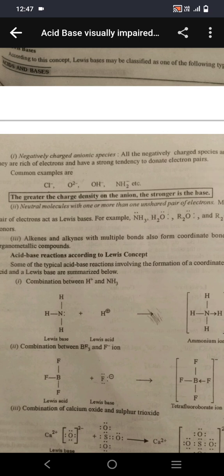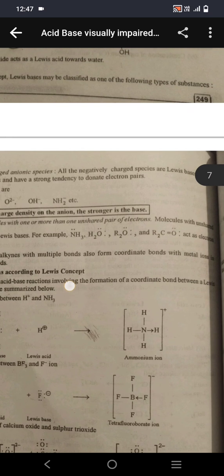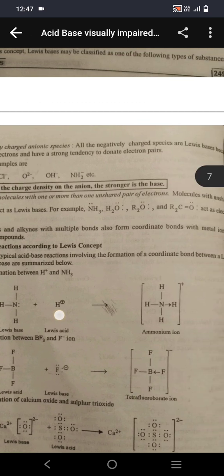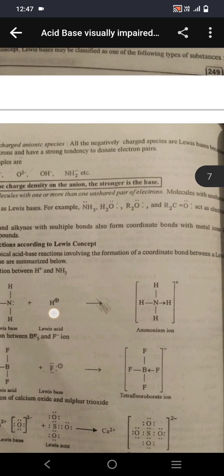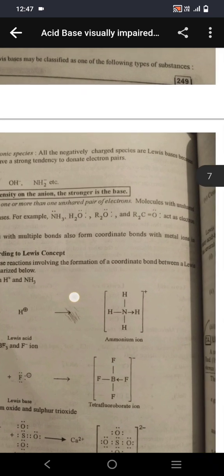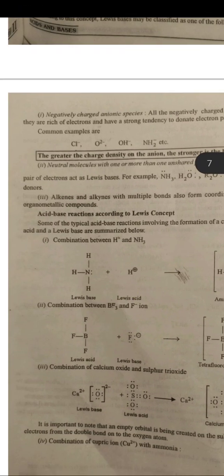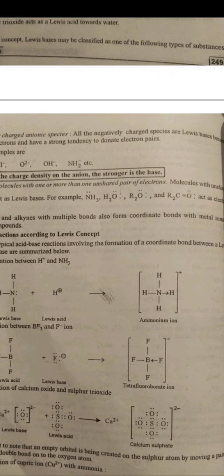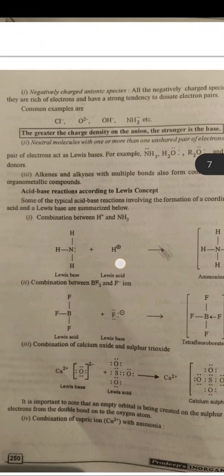Second statement is neutral molecules with one or more unshared pairs of electrons. Molecules with unshared pairs of electrons act as Lewis bases. For example, NH3, H2O, R2O and R2CO act as electron donors. Third statement is alkenes and alkynes with multiple bonds also form coordinate bonds with metal ions.